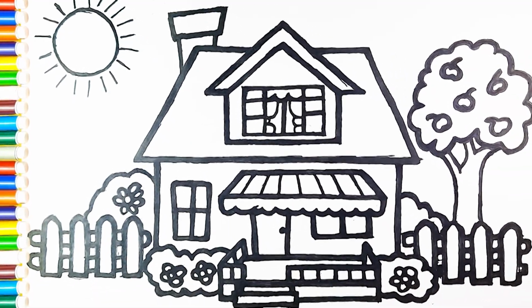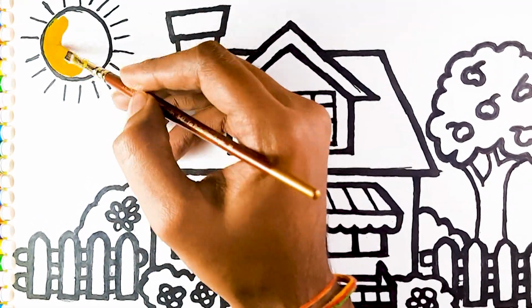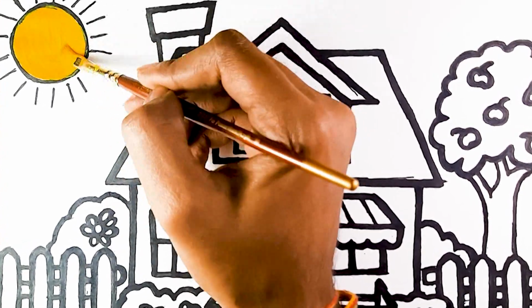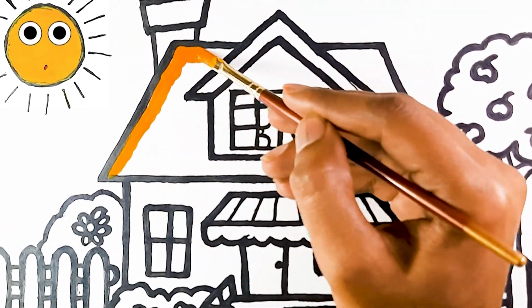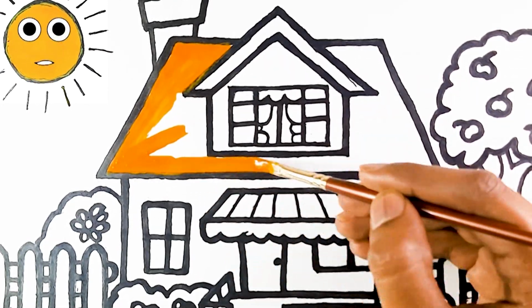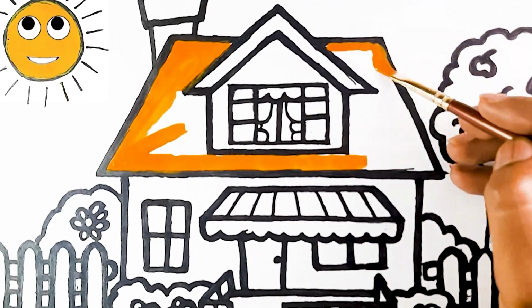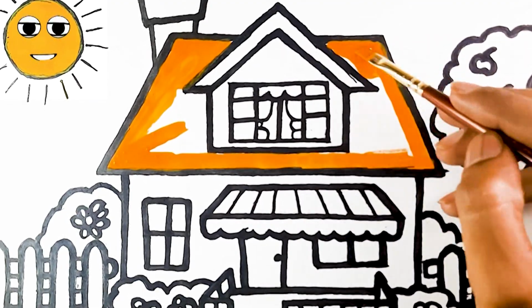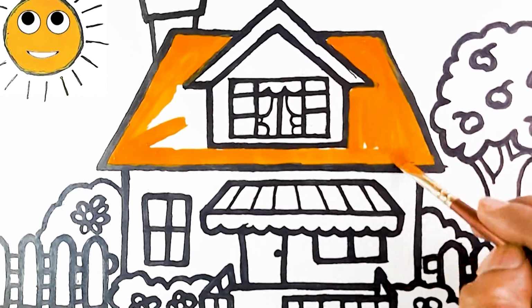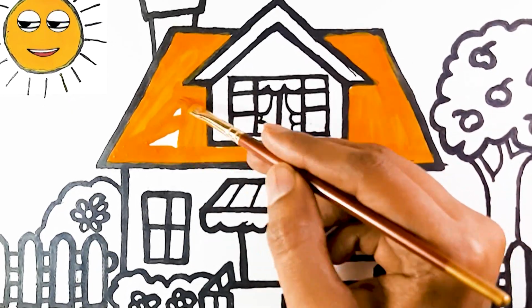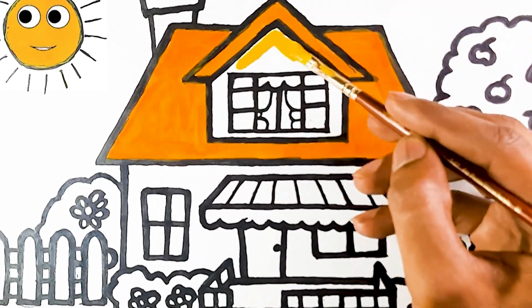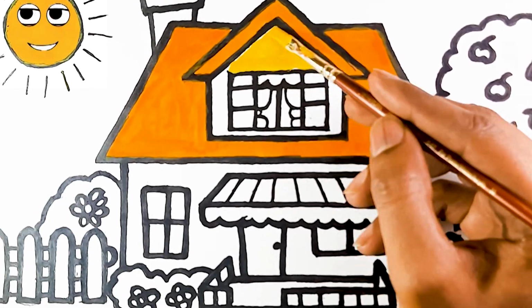Now it's color time. First we will fill yellow color in the sun. Look kids, the sun is shining. And fill color in the roof. I am using orange color in the roof. You can use any color in your house, as you like. And yellow color in the roof window of the house.